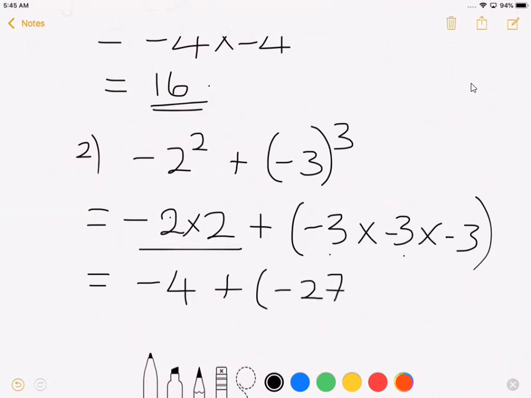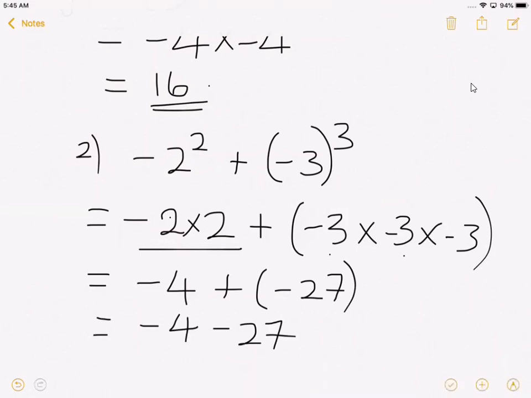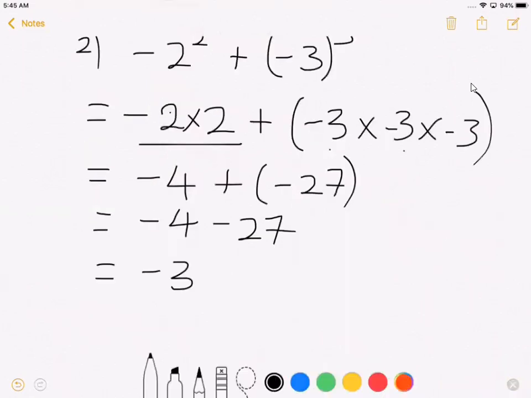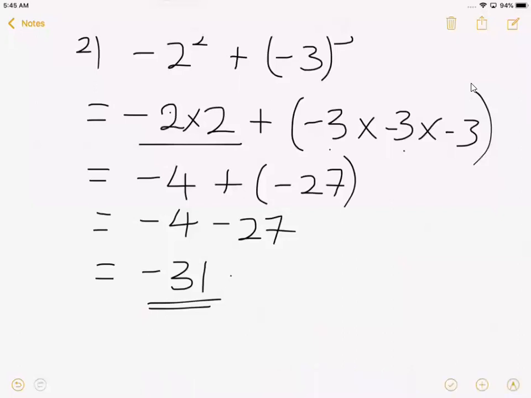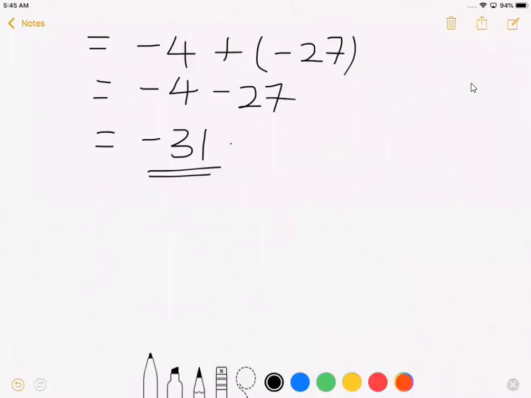And what is minus 4 minus 27? Because a plus and a minus is a minus, which is equal to minus 31. And number 3, the last one.